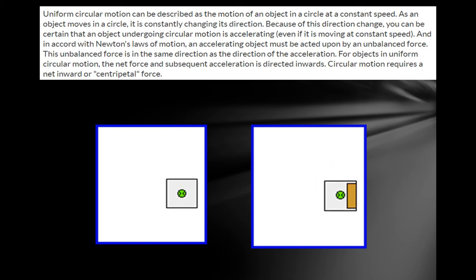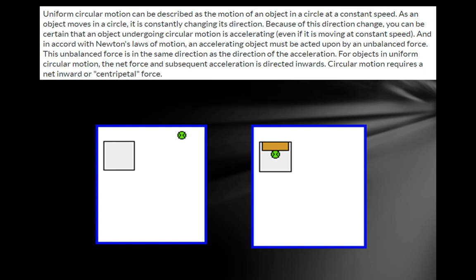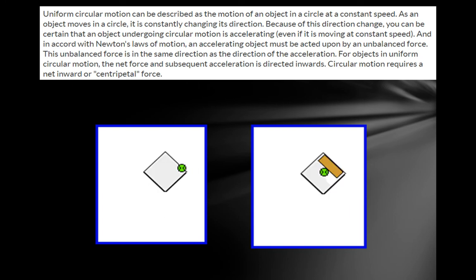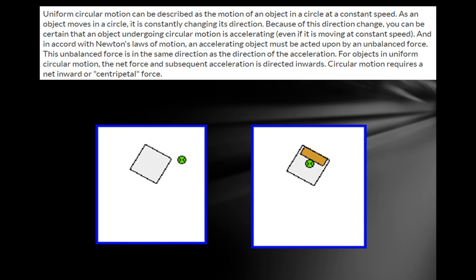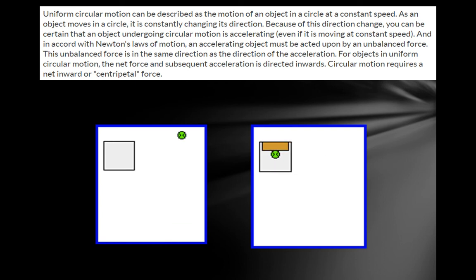So that just means that the net force points inward and the acceleration points inward towards the center for uniform circular motion only. And in Physics 20, you will only deal with uniform circular motion.